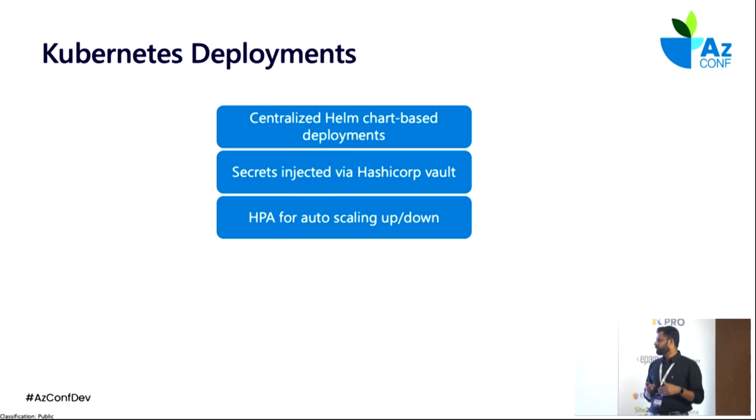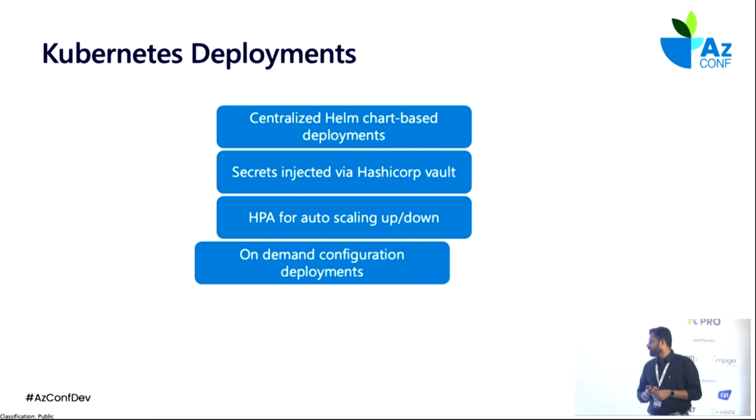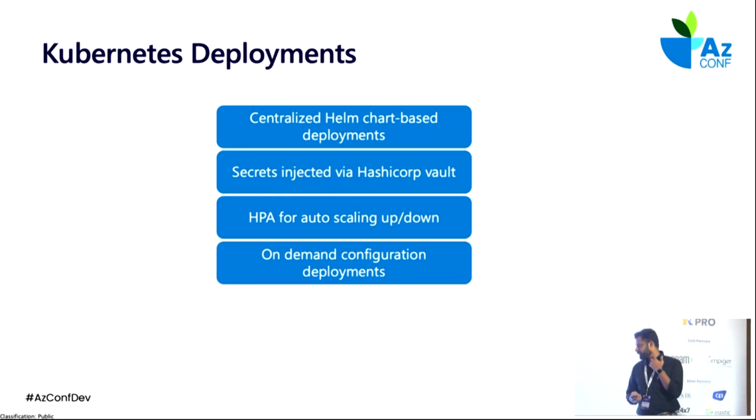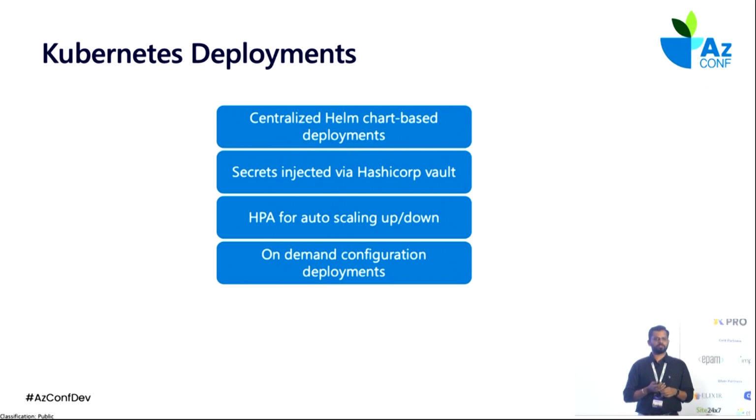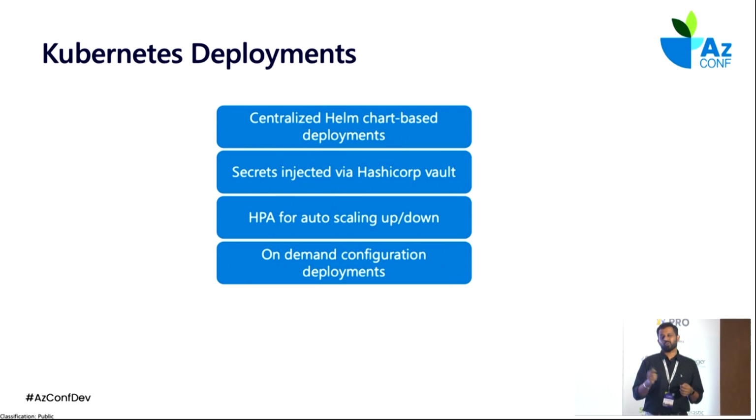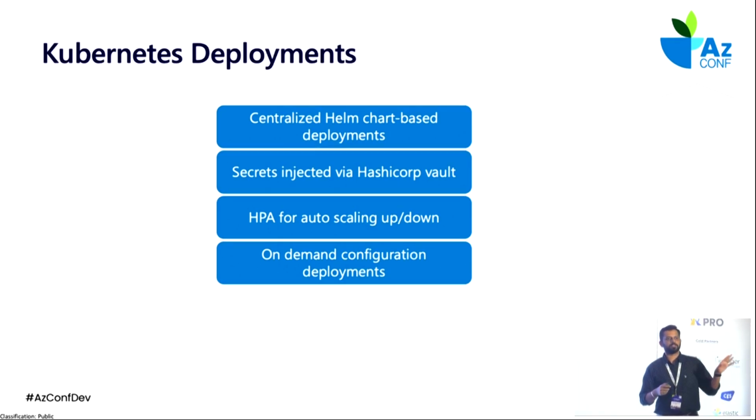So which is what we've done using HPS here. And yeah, we also have some of the on-demand configuration deployments. Have you guys heard of something called config maps if you're working with Kubernetes? That's the default way to manage your configurations, right? So if there are any configuration changes that need to be pushed into Kubernetes, one of the ways is doing this. There are multiple other ways to do it.